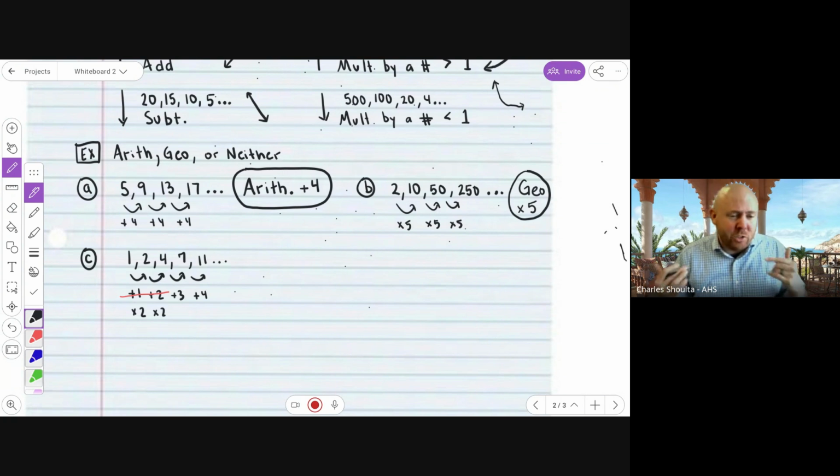And you may say, Ms. Shoulta, but it is adding. You're right. But for it to be arithmetic, it's got to add the same number over and over and over again. So this would be neither. And if it's neither, you don't have to put a pattern. Okay. There we go. All right.